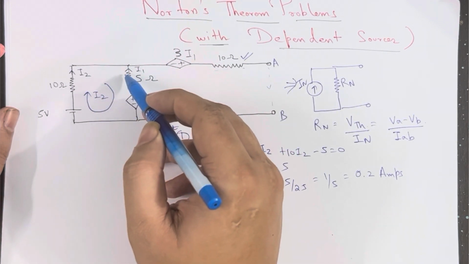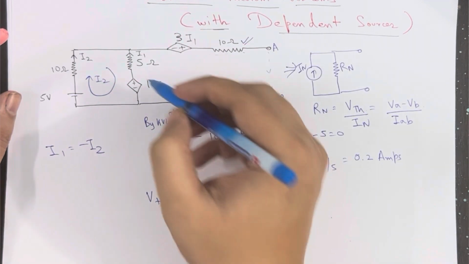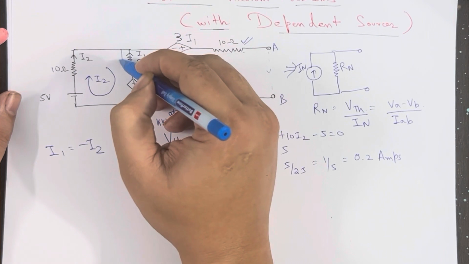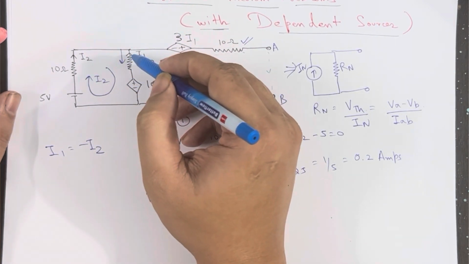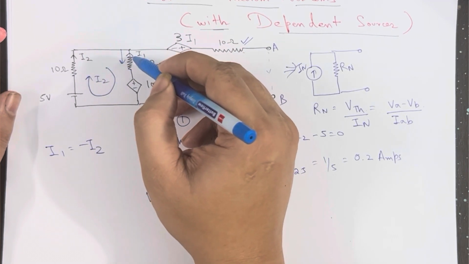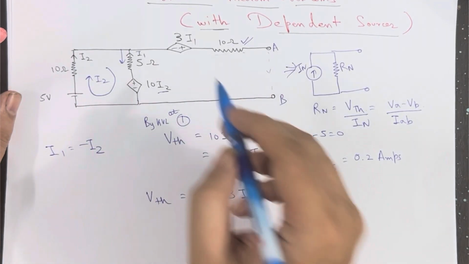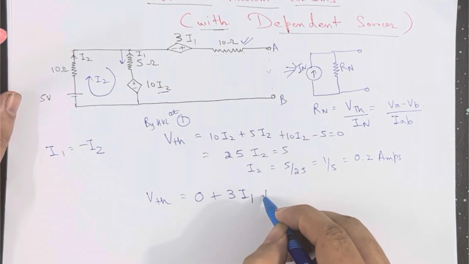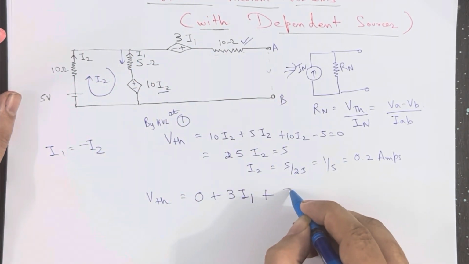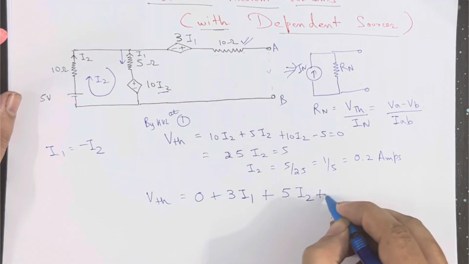I1 is nothing but minus I2, correct? Because I2 is flowing downwards here, and the total current in the same branch is I1, so I1 is the same branch current in the opposite direction. So just a negative will come. So plus 3 I1, plus, from up to down only one current is flowing, that is I2, so 5 I2, you can write I2 or minus I1, it's your choice, plus 10 I2.